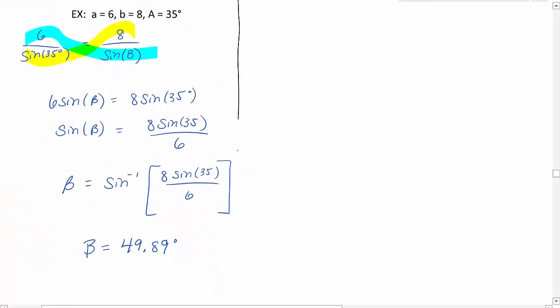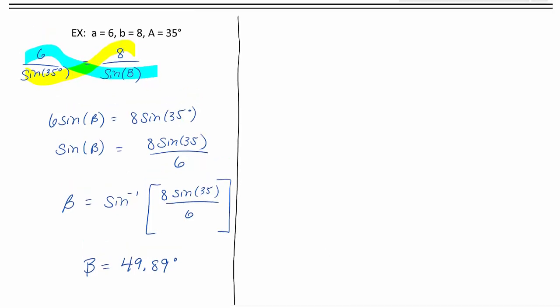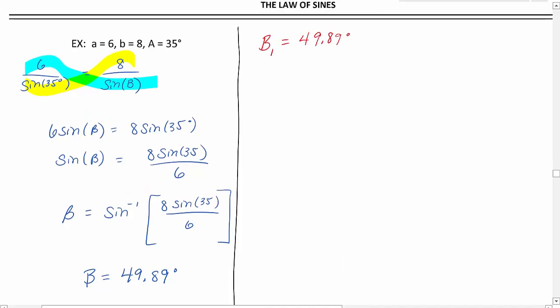All right, so we're going to do possibility 1 and possibility 2, and I'm going to use subscripts to distinguish between the two. So we're saying that angle B for possibility 1 is 49.89 degrees. Now, since you didn't get an error in your calculator when you put this in, you know for sure you have at least 1. It's just now determining whether we have a second one.